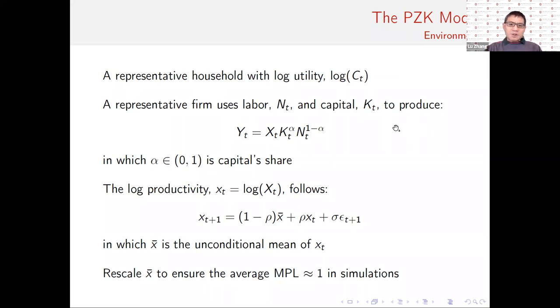So, Cobb-Douglas production function and log total factor productivity, where X bar is the long-term average and rho is the persistence. We always tidy up our implementation carefully, in the sense that in this case we rescale X bar such that the marginal product of labor in the simulation is around 1, okay? Doing so helps us provide cleaner economic interpretation for labor market parameters such as the flow value of unemployment. So 0.95 literally means 0.95.